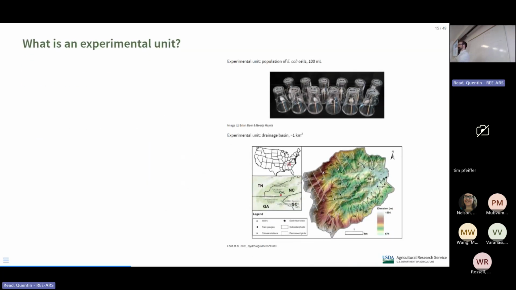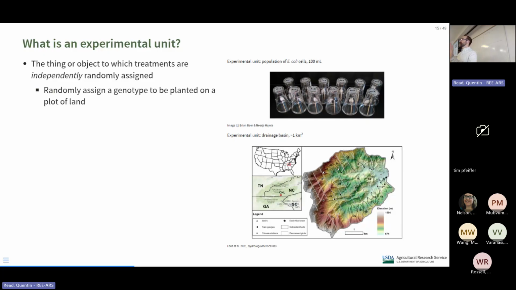Okay, experimental unit. I was going to ask you to define every term, but I'll just tell you what an experimental unit is. It is any individual or thing or object that we independently, randomly assign a treatment to. If you're testing different plant genotypes, the experimental unit would be the plot of land, where we randomly pick one of the genotypes to plant on that piece of land. So the plot itself is the experimental unit.